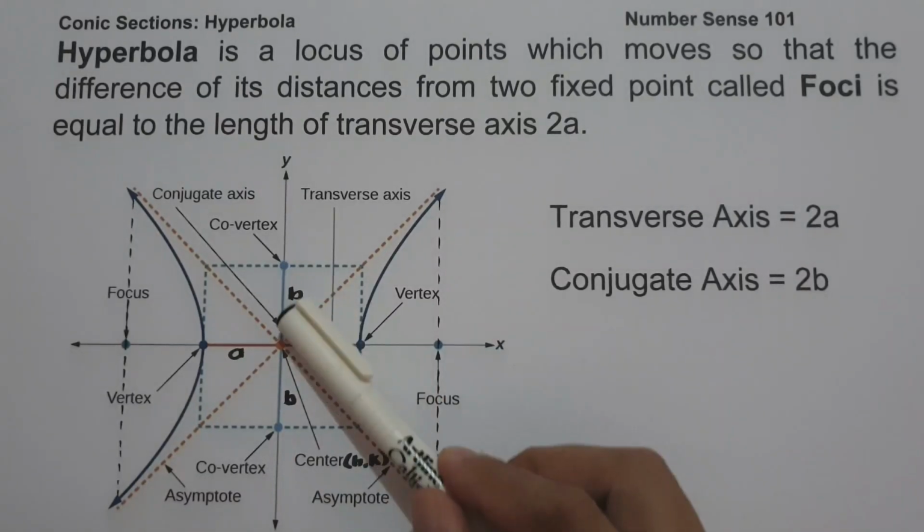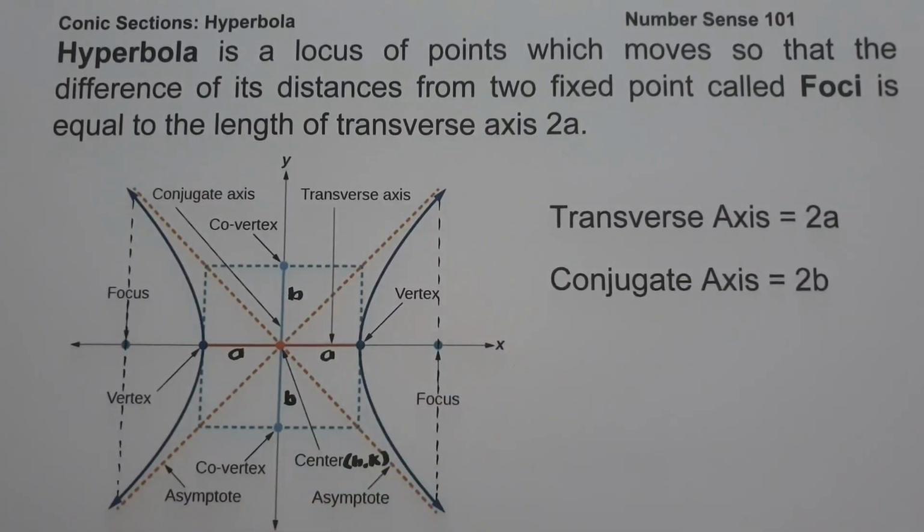And this line is what we call the conjugate axis. Conjugate axis is a line that connects the co-vertices. The length of the conjugate axis is 2b. Half of the conjugate axis is called semi-conjugate, and the length of semi-conjugate is b. And that is the distance from center to one of the co-vertices.